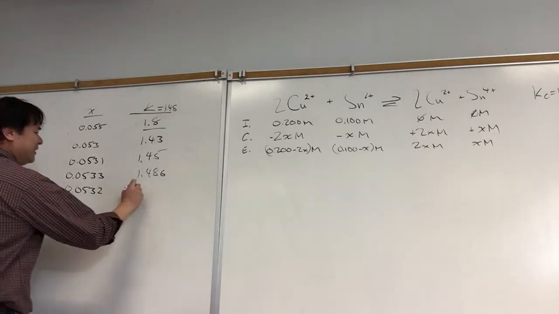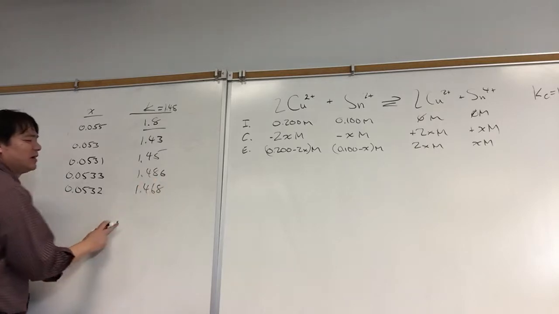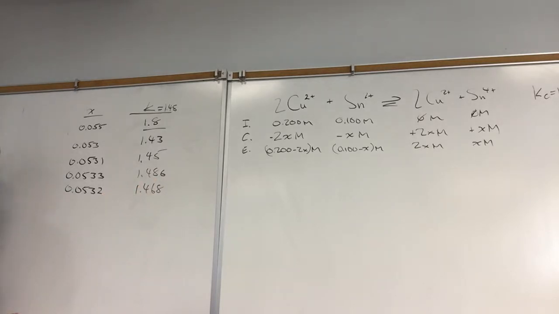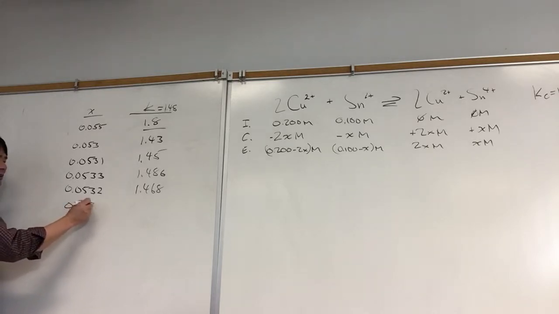Ooh. 1.468 is too low. That rounds to 1.47. We're so close, but it's not good enough. What are we going to do? 0.05325.